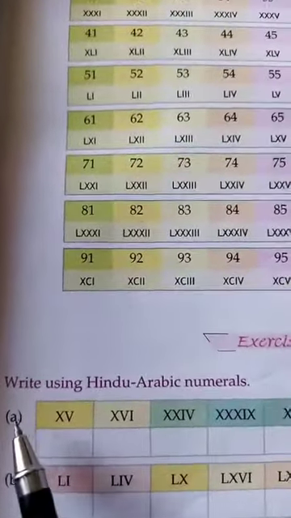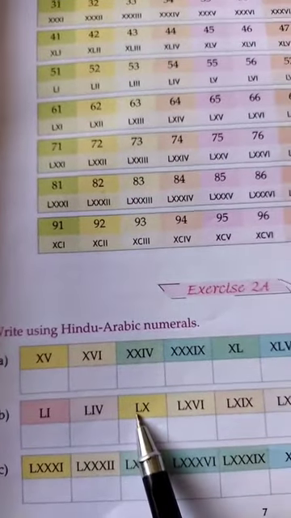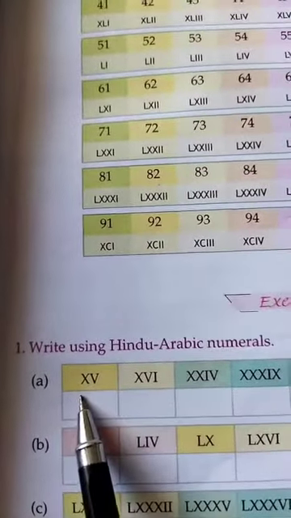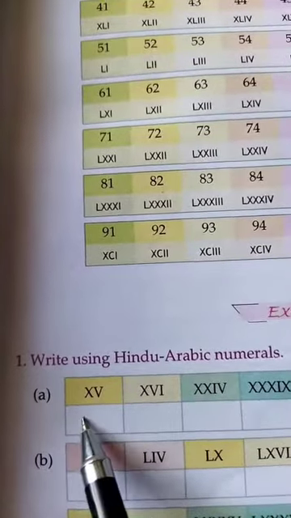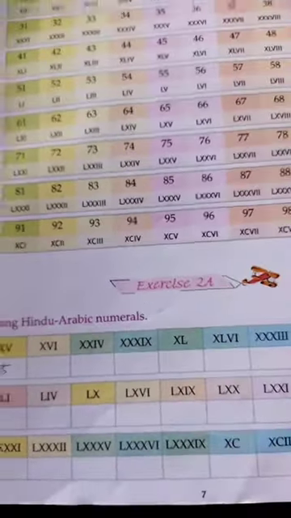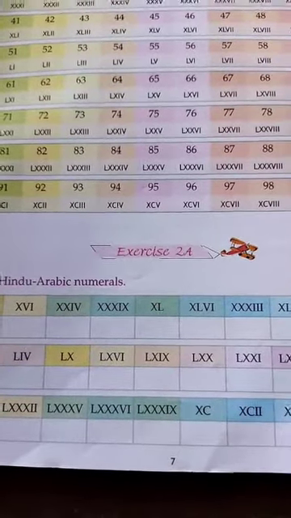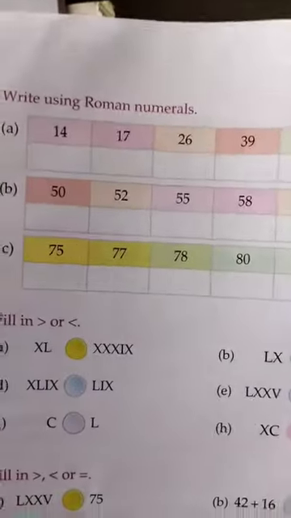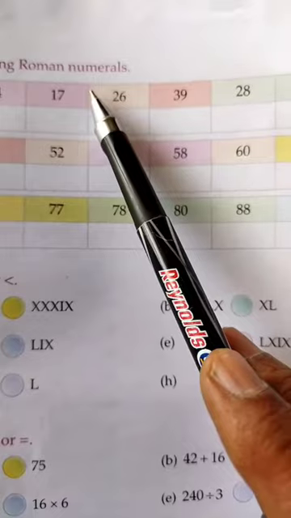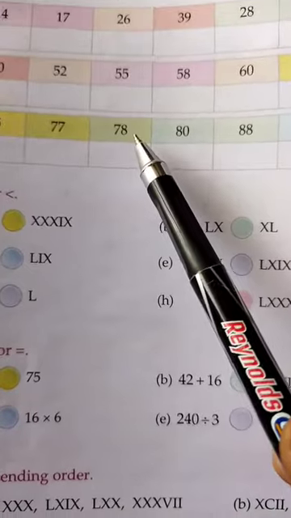See, like the first question: write using Hindu-Arabic numerals. Roman numbers are given and you have to write them in numerals. If you know this, this is 15. Like this you can write, this is 15, and like this you have to fill in. So first of all, learn this table. Then if you attempt this question, it will be very easy for you. Now see question number 2. In this, the numbers are given and you have to write them in Roman numerals. This also you can do very easily if you know how to write the number.